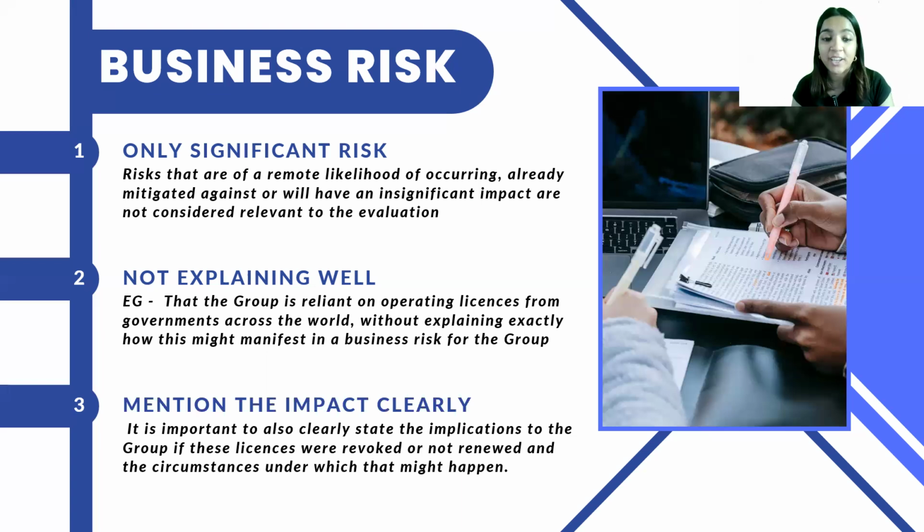Okay, state the implication. Now see, the question that I was telling, that if the license was not revoked or renewed and the circumstances under which it might happen, then it will become something which is significant. I hope everybody understood. So the basic crux of this particular discussion was that, first of all, I need to highlight only significant business risk. And if I am writing anything, I need to explain it very well. I cannot just scratch the surface.